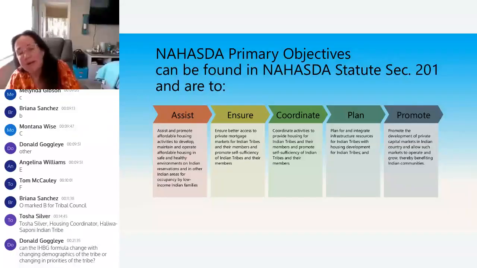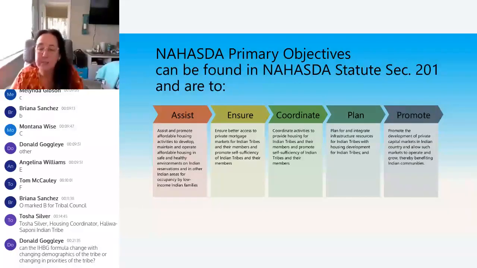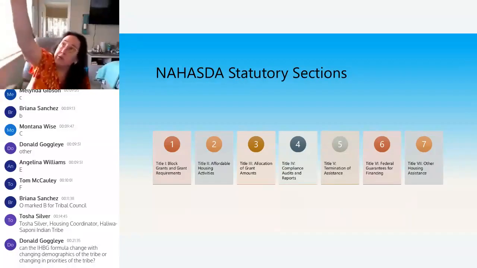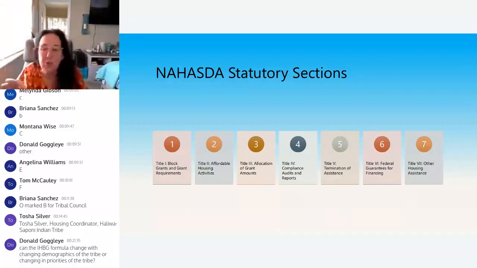Again, they are to assist, ensure, coordinate, plan, and promote activities to provide housing for our tribes, to assist our tribes, provide that safe and healthy housing, promote private capital markets, things like that, and plan for our programs. And then you'll see where they're broken up into statutory sections. So that's where you go to search for your items.